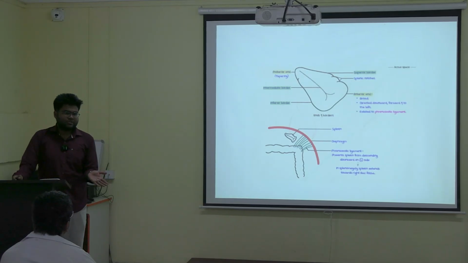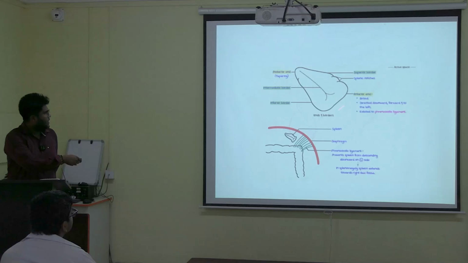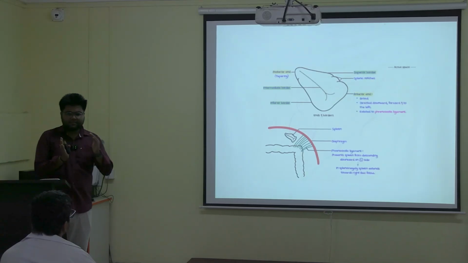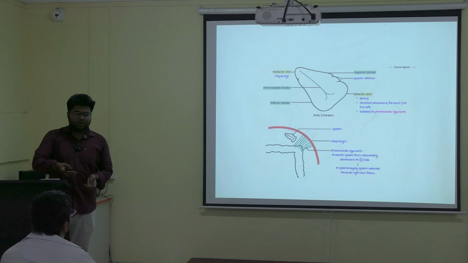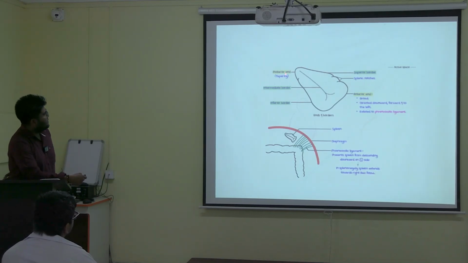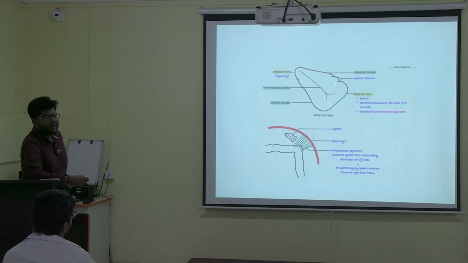So this is the anatomical position. This is your anterior end, this is the posterior end. How do you identify them? The posterior end is tapering and the anterior end is broad. This is the anterior end, the broad part, and this is the posterior end, which is tapering. And there are 3 borders: the superior border, the intermediate border, and the inferior border.